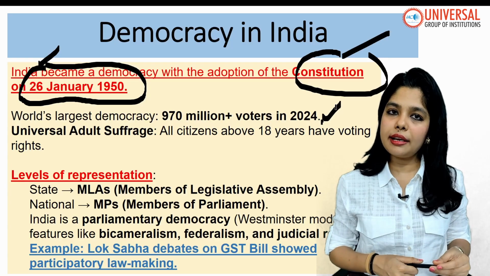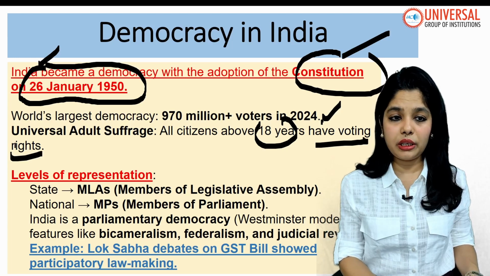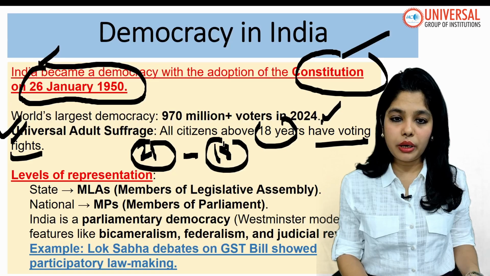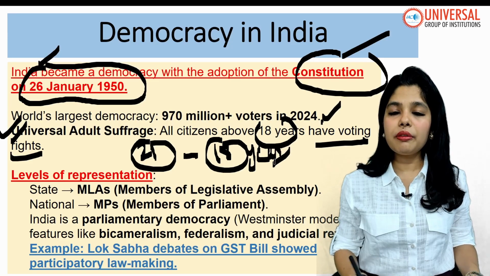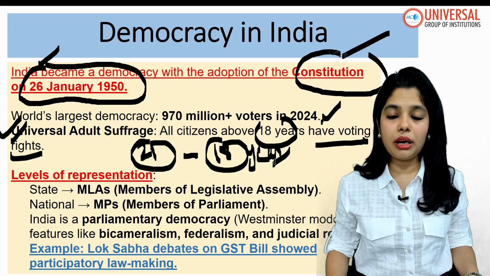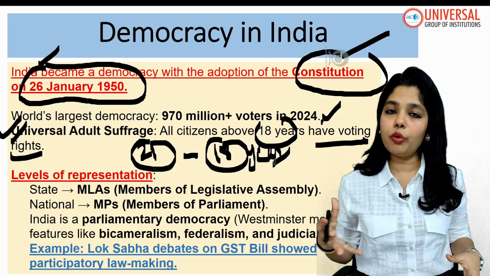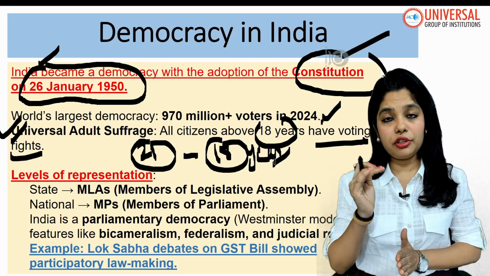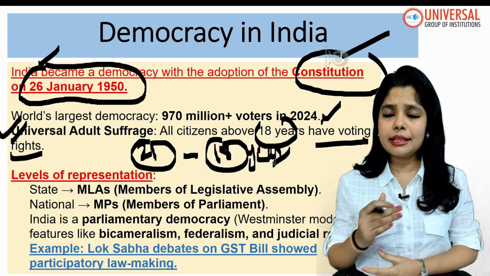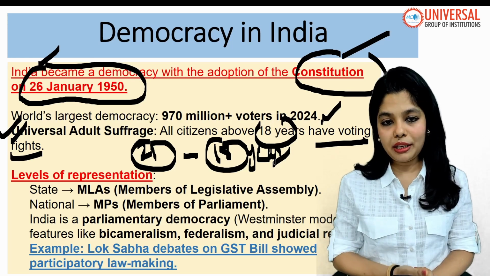What is universal adult suffrage? All citizens above the age of 18 have voting rights. In India, previously it was 21 years and then it was reduced to 18 years. Previously, every citizen of India who had attained the age of 21 had the right to vote. Now there is a reduction in the age, and if any citizen of India attains the age of 18, he or she gets the right to vote for their representatives.